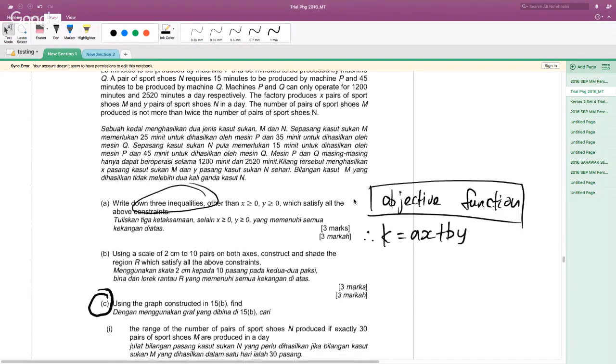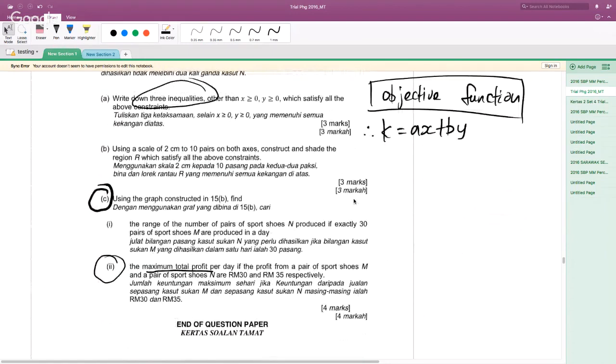And then, let's say for the sports shoe M, we do not know the coordinate. So I would say k equals 30x, because 30 ringgit is for M, x is the number of shoes M, plus 35 ringgit for shoe N, plus 35y. If you want to find the value of k, you need to form a straight line equation, which needs a value of k.